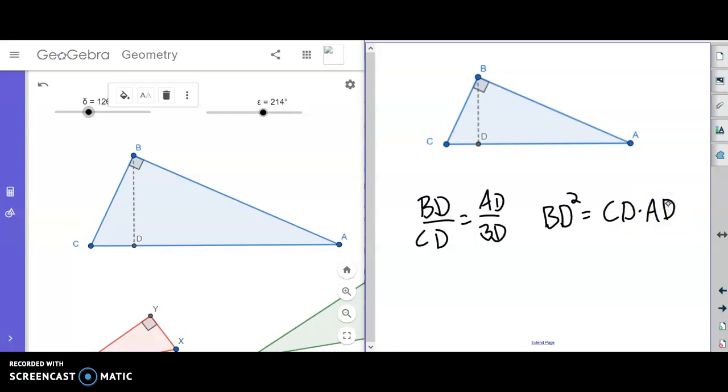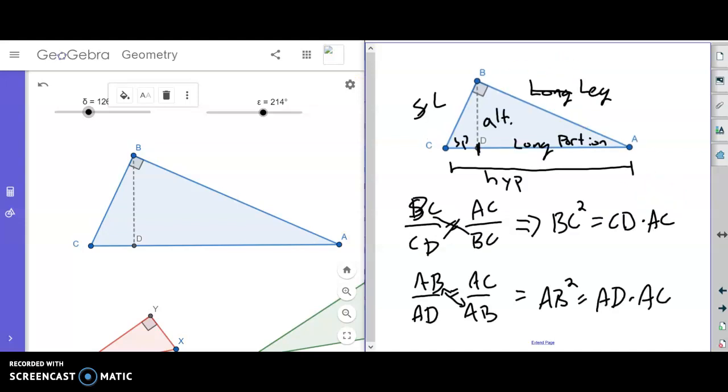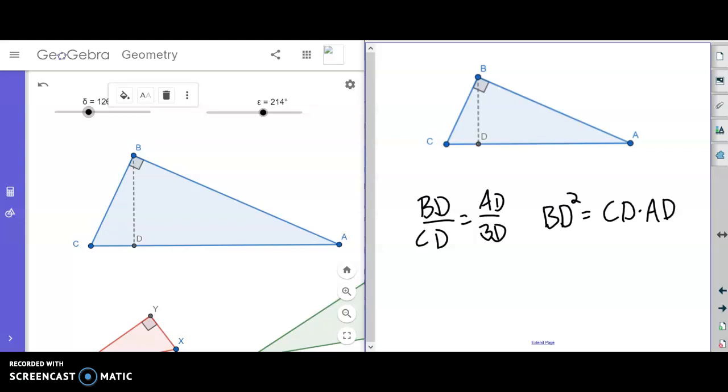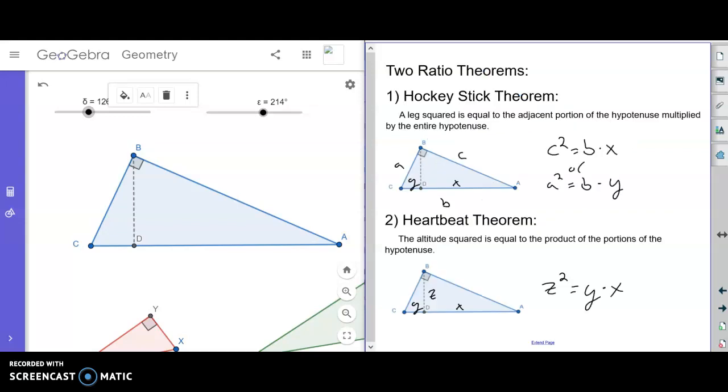So we get these three equations. Two of them are actually the same thing. These are the same: the leg squared equals the portion of the leg times the entire hypotenuse. If you're watching this video and you want some notes, these are the key notes here. We have two theorems that we're going to use. We don't have to go to the ratios. We just know that by dropping an altitude that cuts the hypotenuse in some way, we can create these equations.